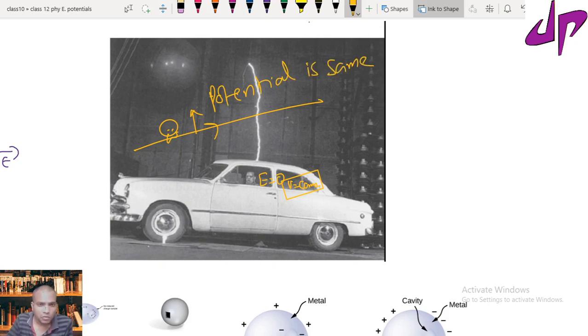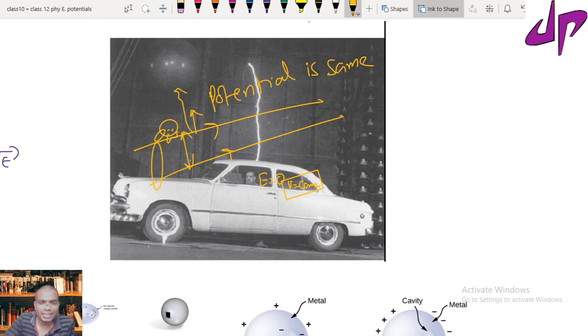Suppose you can see, the post does not carry a single wire, it carries two. One is the live wire, one is the neutral wire. If the bird's wings extend and touch the neutral wire, in that case the bird will be electrocuted, it will die. Why? Because there will be a huge potential difference.